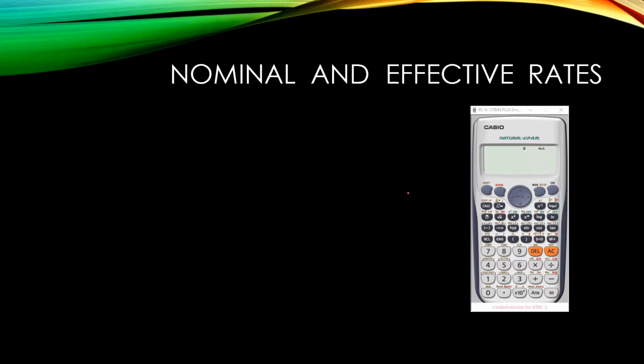Okay, before we formally start on the calculator techniques, let's first differentiate the nominal and effective rates. So the nominal rate of interest, or the NRI, specifies the rate of interest and the number of interest periods per year. So yung formula niya is R is equal to IM, wherein R is the nominal rate of interest, yung I natin is the interest rate per period, at saka yung M natin is the number of periods.